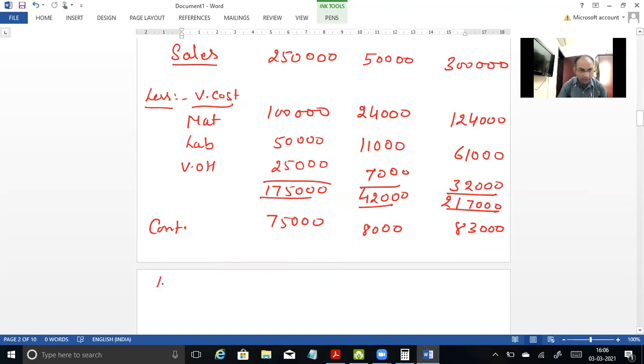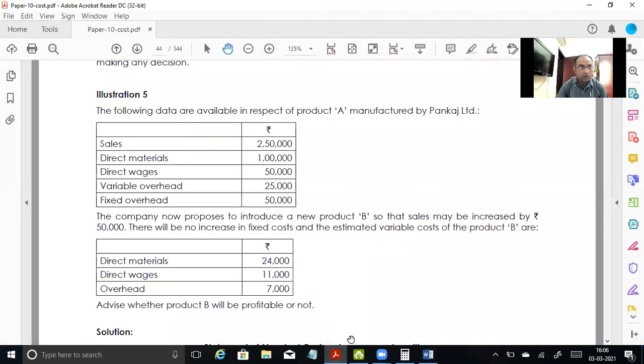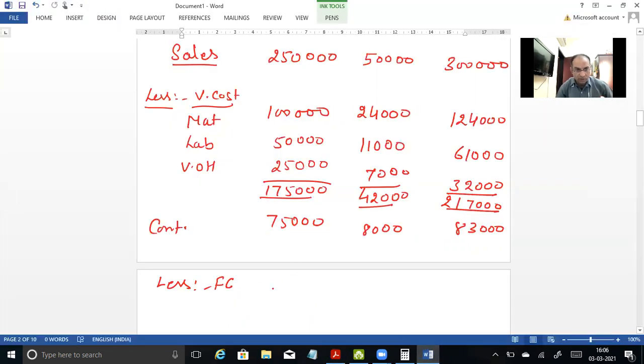We need to subtract our fixed cost. So how much fixed cost is given in the question? Fixed cost is given only for product A, 50,000, because it is given in the question that if we produce product B, there would not be any extra fixed cost. No increase in fixed cost is given. So only the fixed cost with respect to product A applies. Product A fixed cost is 50,000. There is no fixed cost here. Total fixed cost is 50,000.